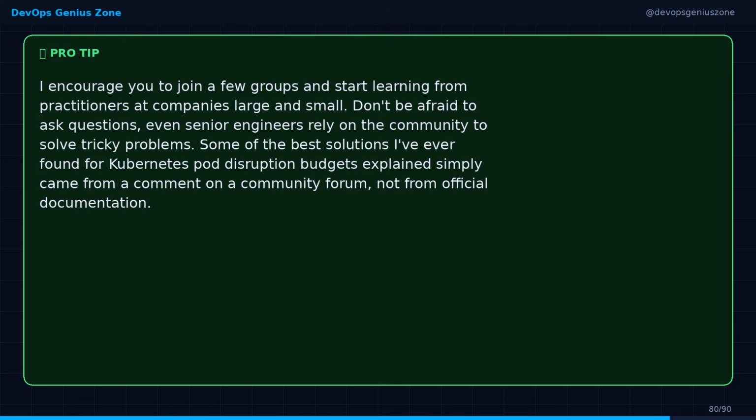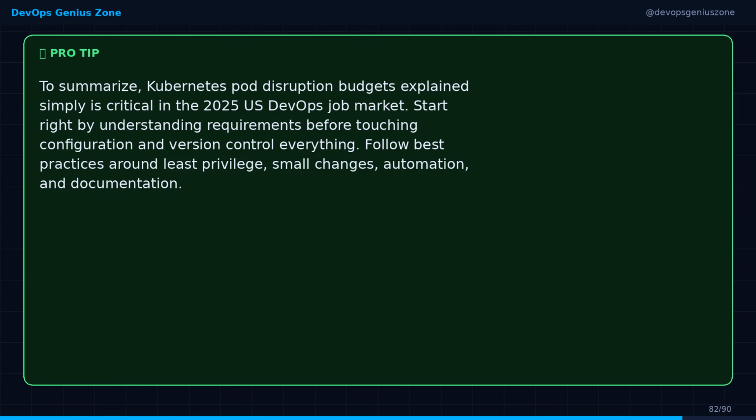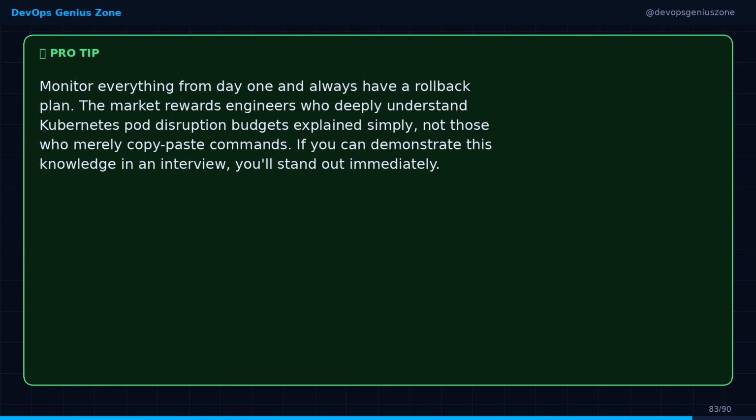The community around Kubernetes Pod Disruption Budgets is one of the most active in tech. There are dedicated Slack workspaces, Discord servers, local meetups, and global conferences like KubeCon, re:Invent, and HashiConf. The DevOps community in the US is incredibly welcoming and always willing to help newcomers. I encourage you to join a few groups and start learning from practitioners at companies large and small. Don't be afraid to ask questions, even senior engineers rely on the community to solve tricky problems. Some of the best solutions I've ever found came from a comment on a community forum, not from official documentation.